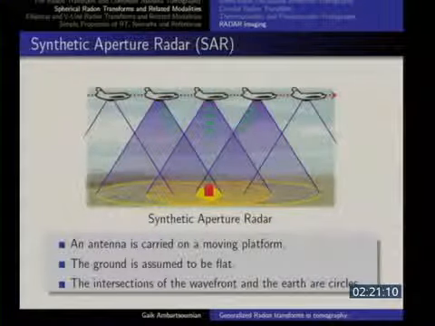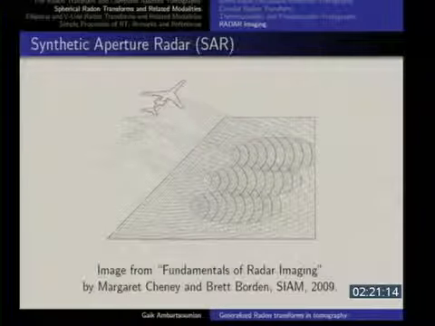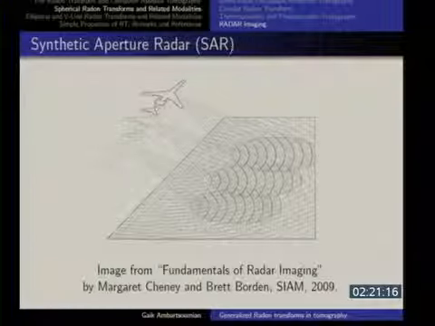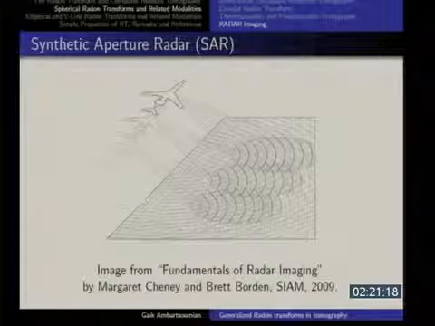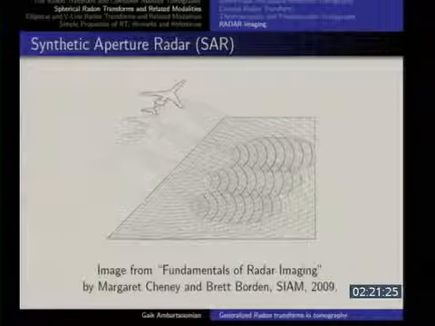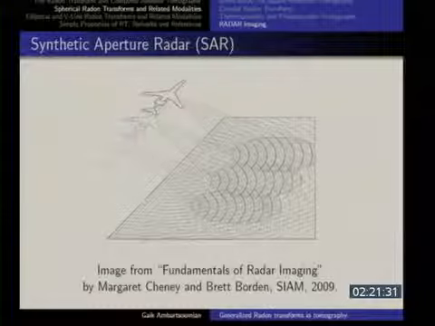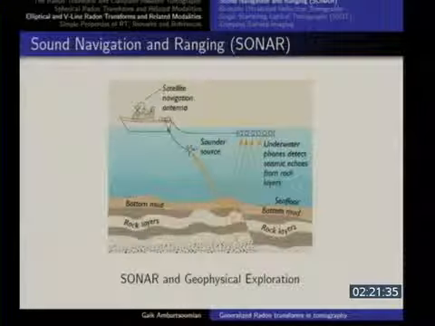And you're trying to recover the image on the ground. And this is a picture from the book by Margaret Cheney and Brett Borden on radar imaging. Very nice book if anybody is interested in the math of radar imaging. You can see that the airplane is flying and you collect the integrals along circles and you're trying to recover the image. Again, the task here is to invert the circular Radon transform.